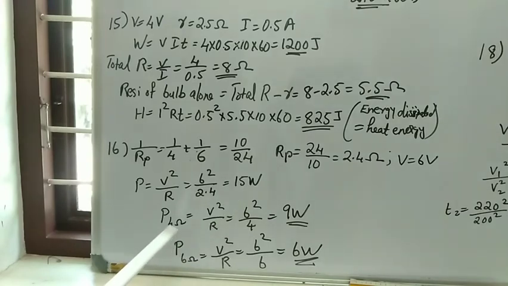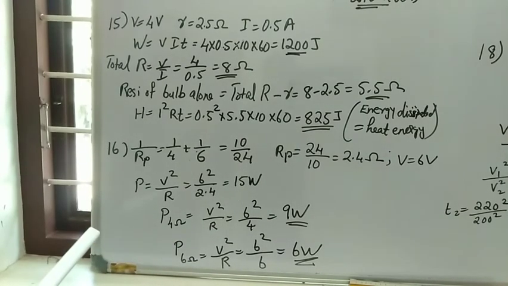Now the second sub question is power dissipated in each resistor. We have to find the power dissipated in each resistor separately. So first we have to find the power dissipated in the 4 ohm resistor. So V square by R.